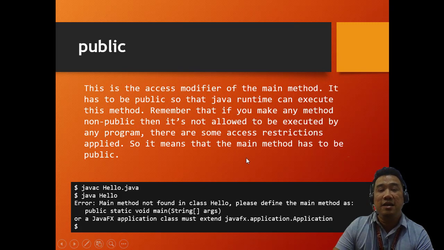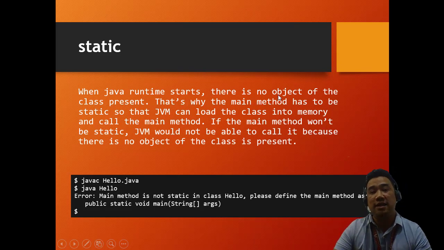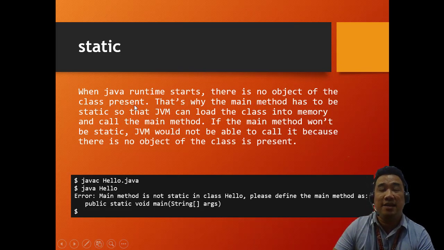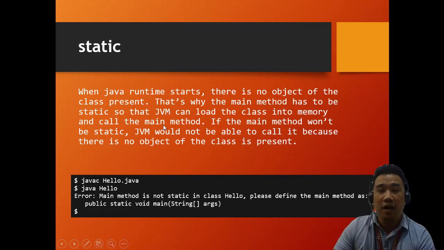Okay? So next we have the static. When Java runtime starts, there is no object of the class present, since main is static. That's why the main method has to be static, so that your Java virtual machine can load the class into memory and call the main method. Okay. If the main method won't be static, what happens? The Java virtual machine would not be able to call it because there is no object of the class present. So for example, public void main, without static.